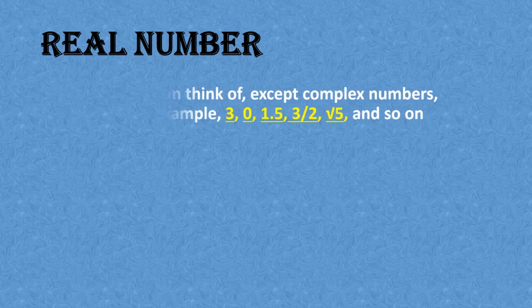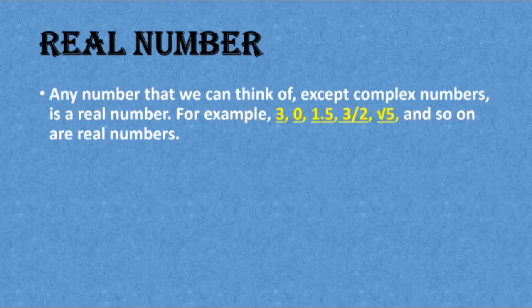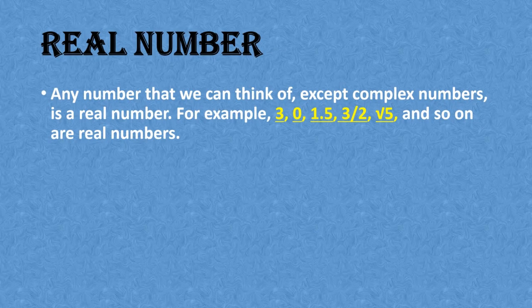Real number. Any number that we can think of, except complex numbers, is a real number. For example, 3, 0, 1.5, 3/2, square root of 5, and so on are real numbers.